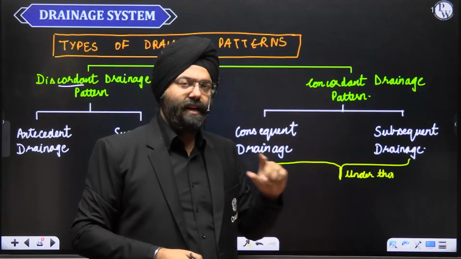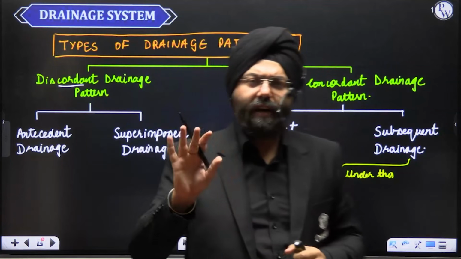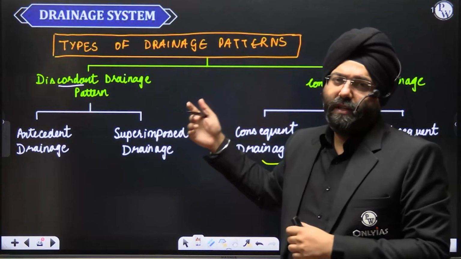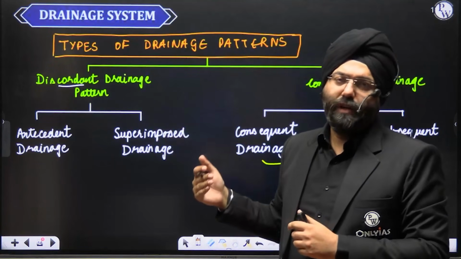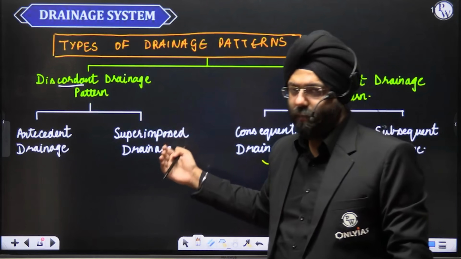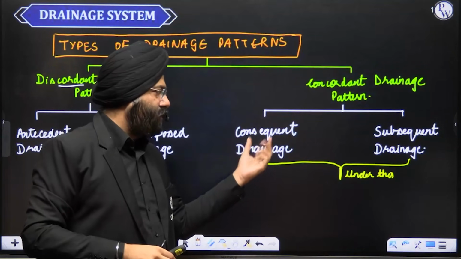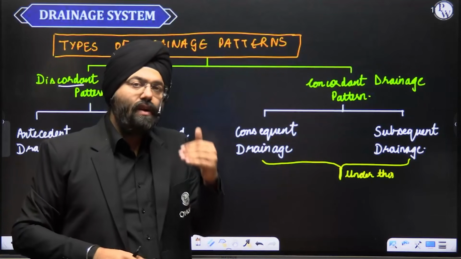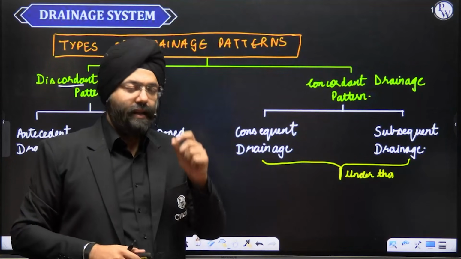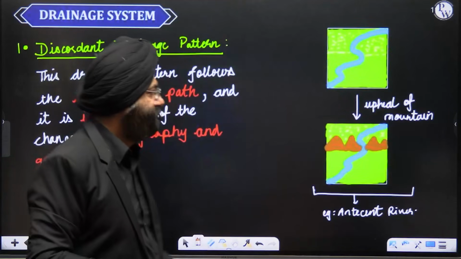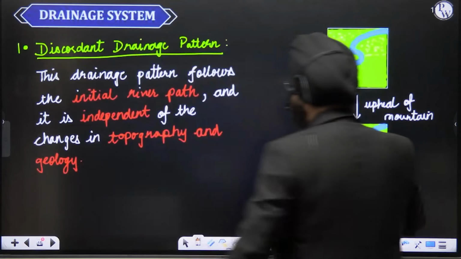We'll be studying this. Having seen this chart, what do you understand? Discordant pattern can be classified into two types. One is antecedent and another is superimposed. Second is the concordant, consequent or subsequent. Now let us study each and every one in detail along with the handmade diagrams that I've made for you. Let's see. Okay. Something very important.